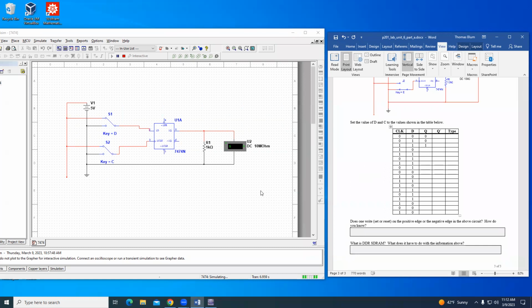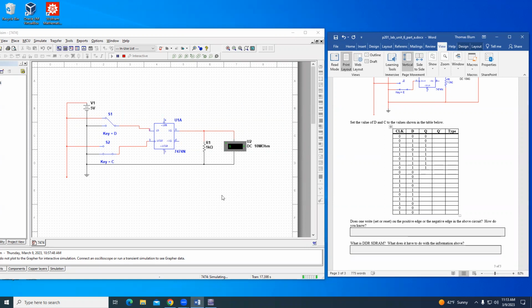And now it's telling me go back and make the data low, and it remained high. And then make the data high, and it remained high. And then make the clock low, and it remained high. And then make the clock high, and it remained high. And then make the clock low, and it remained high.